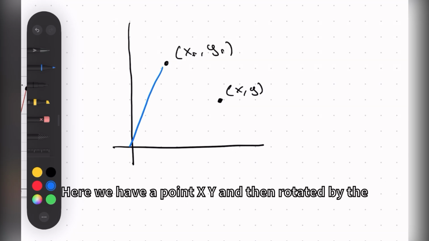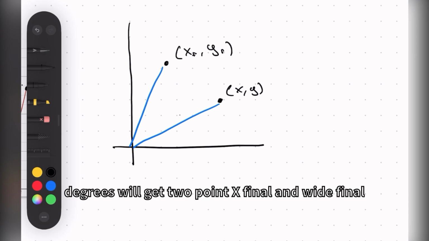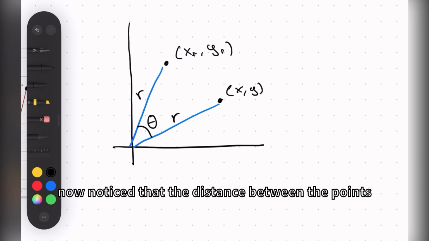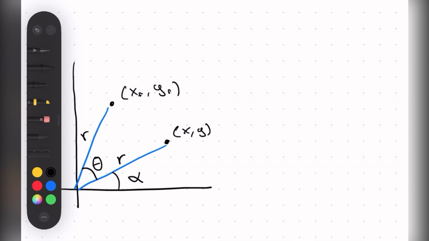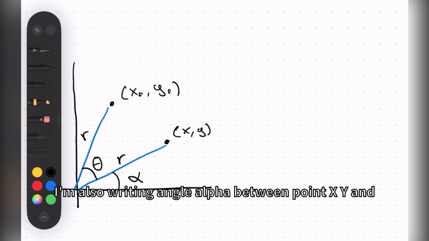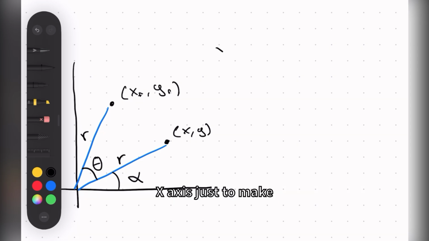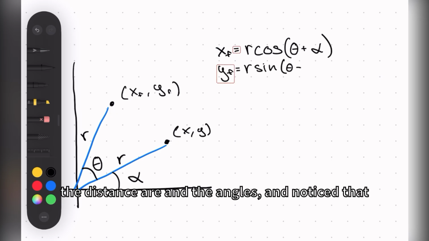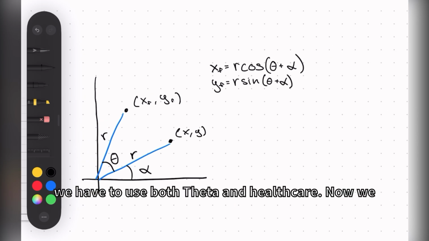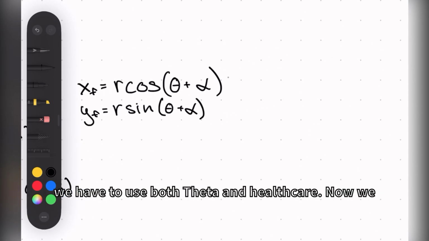Here we have a point (x, y), and then we rotate it by theta degrees, we'll get to point (x final, y final). Now notice that the distance between the points and the origin is always the same, because when we're rotating, we kind of create a circle. I'm also writing angle alpha between point (x, y) and the x-axis, just it'll come in handy. We can now write the final position in terms of the distance r and the angles. And notice that we have to use both theta and alpha here.